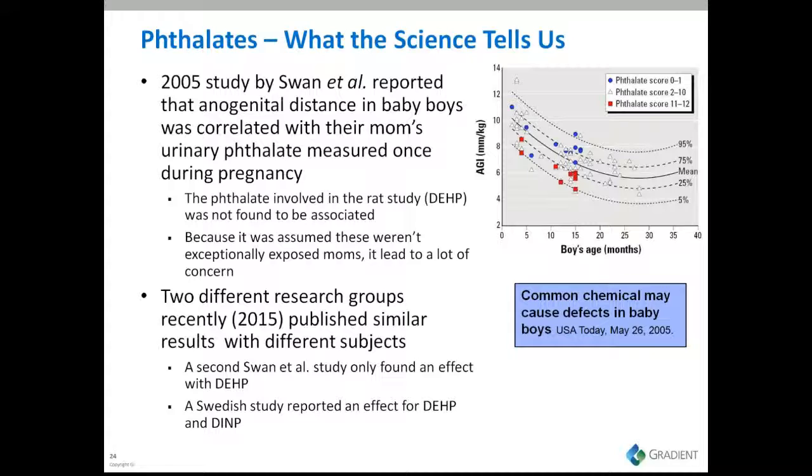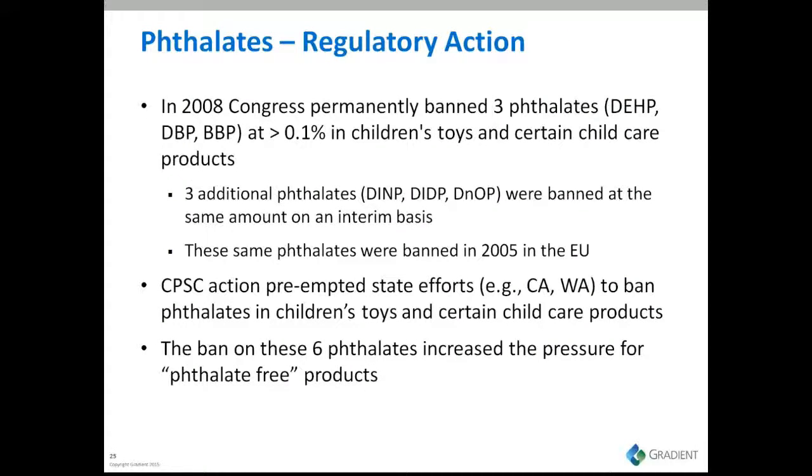And then there was a Swedish study that reported an effect for DEHP and another phthalate, diisononyl phthalate, but for no others. So the data are there, but they're a little bit muddled. So what happened regulatorily? Some of you may know this. In 2008, Congress permanently banned 3 phthalates, including the DEHP that we've been talking about, at concentrations greater than 0.1% in children's toys and certain child care products. 3 additional phthalates were banned at the same amount on an interim basis.